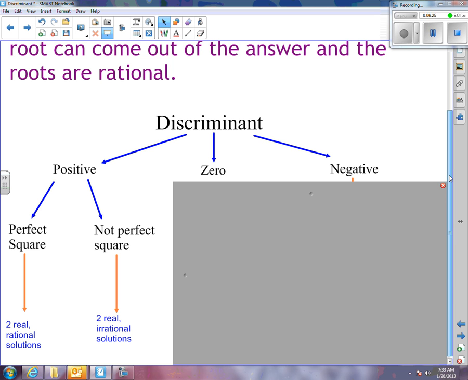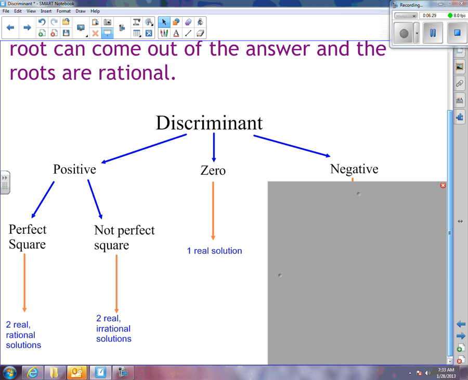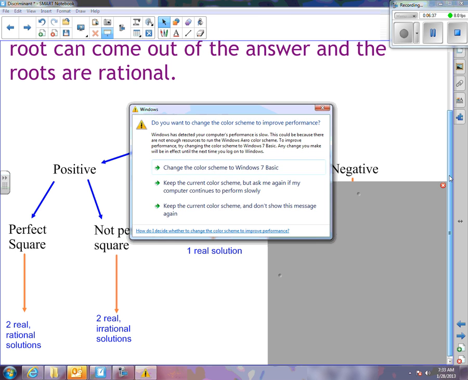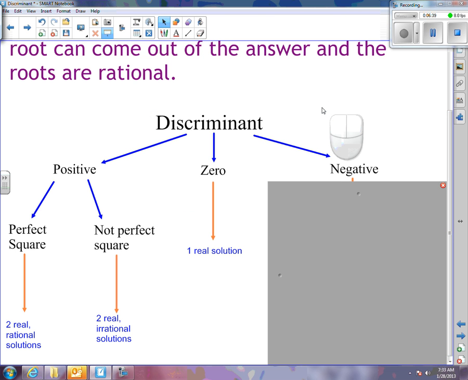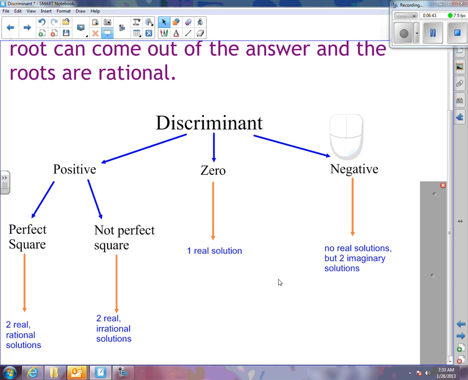If your discriminant is 0, then there's only one thing that could happen. You'll just have one real solution. That solution will happen to be rational as well. So if your discriminant is 0, then you have one real rational solution. If your discriminant is negative, then you have two imaginary solutions, but you do not have any real solutions.